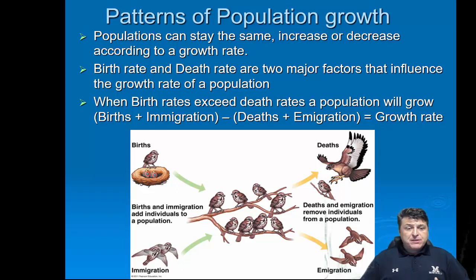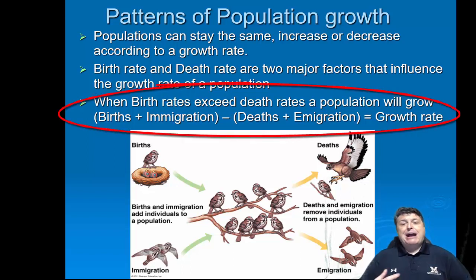And so a formula, which is on the screen there, can help us determine the rate of growth. How much is that population growing in a given year when we take our births plus immigration and we subtract our deaths plus emigration.